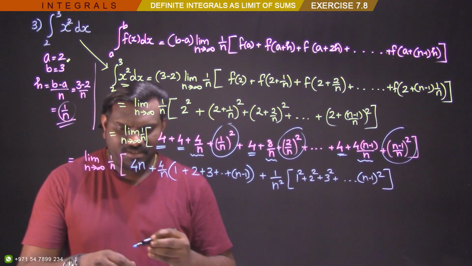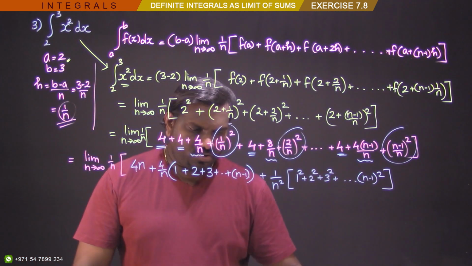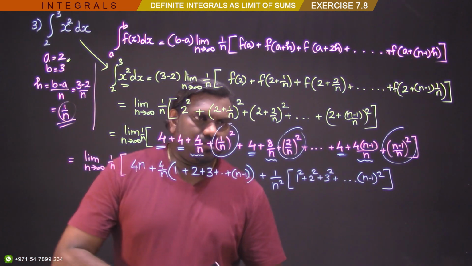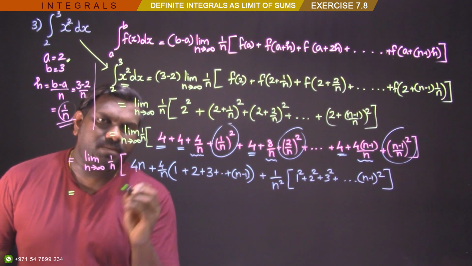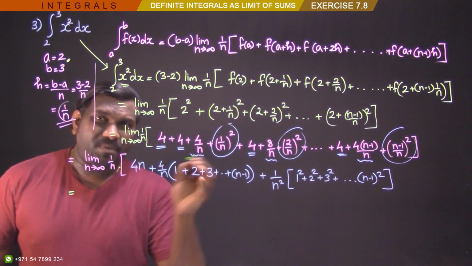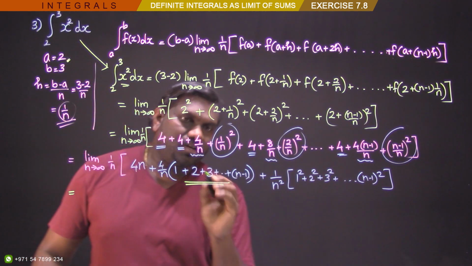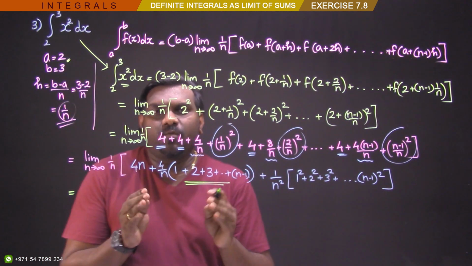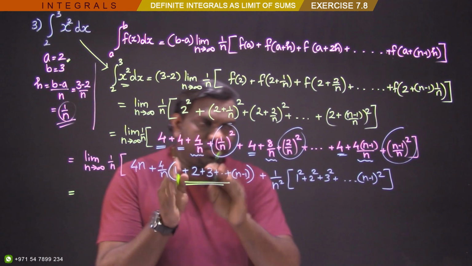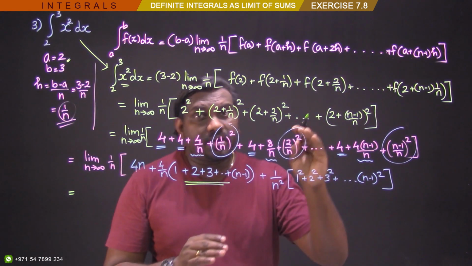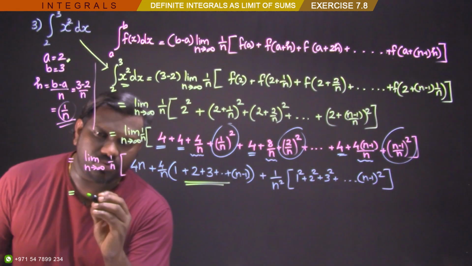That's it, right? Okay, now on to the next step. I cannot apply it right now because there are so many things which I need to do. I know what the sum of n natural numbers is, that I need to substitute over here. Sum of squares of n natural numbers, that I need to substitute here.